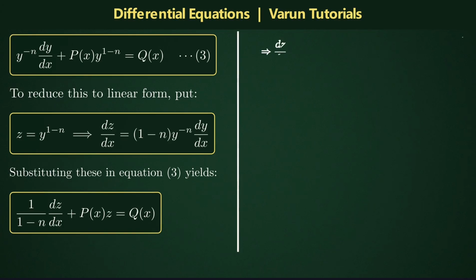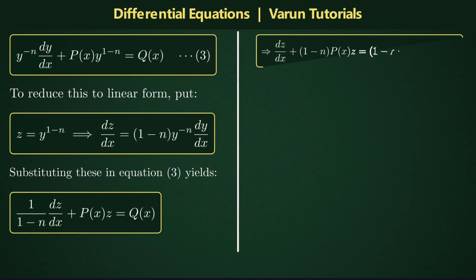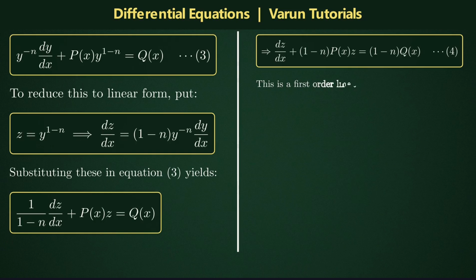Multiplying by 1 minus n, we get dz by dx plus the quantity 1 minus n times p of x, times z, equals 1 minus n times q of x. Let us call this equation 4. This is a first-order linear differential equation in z.